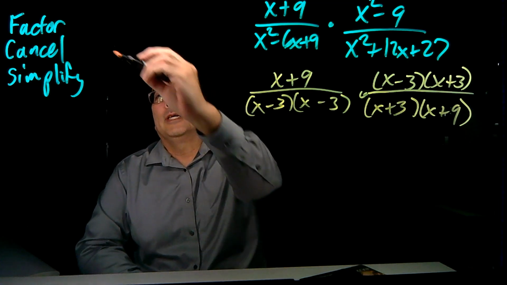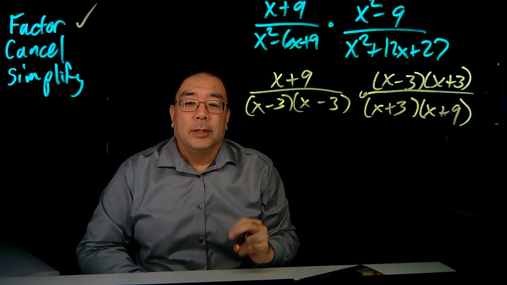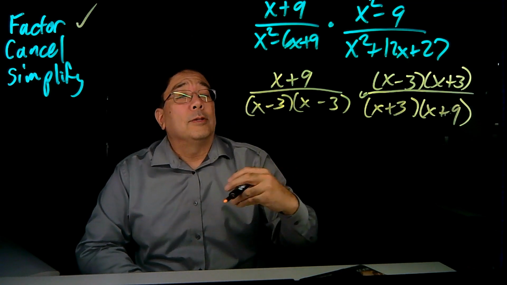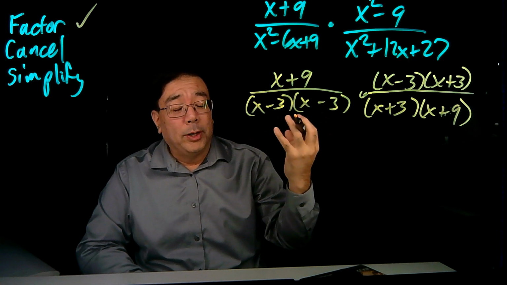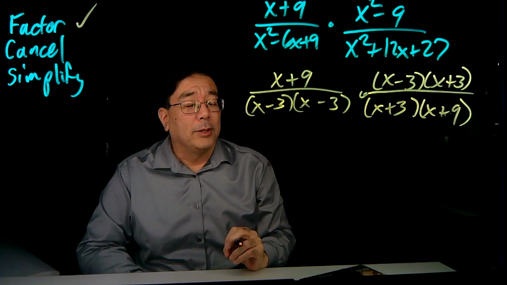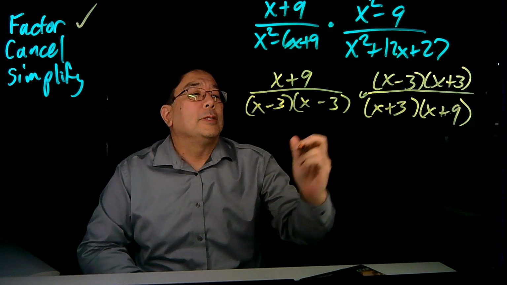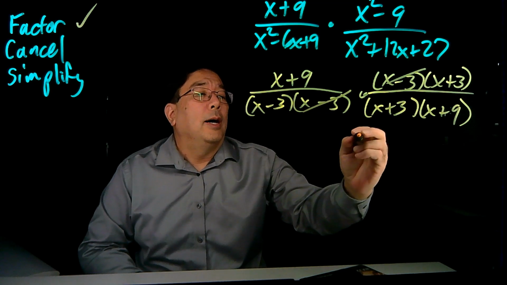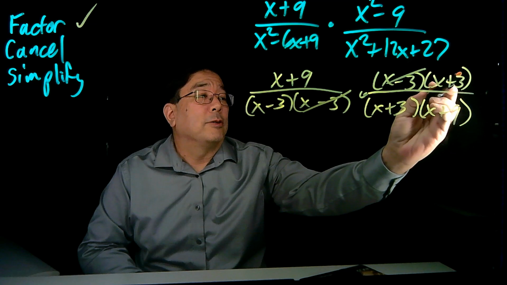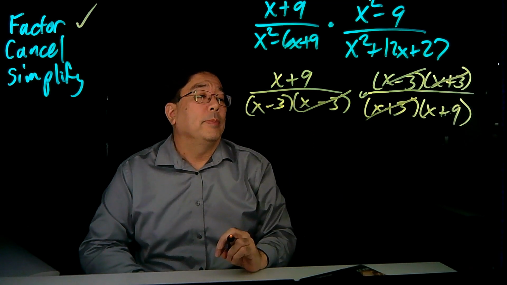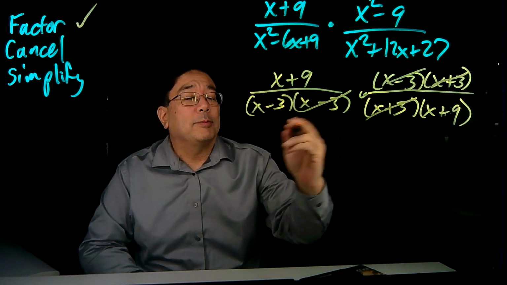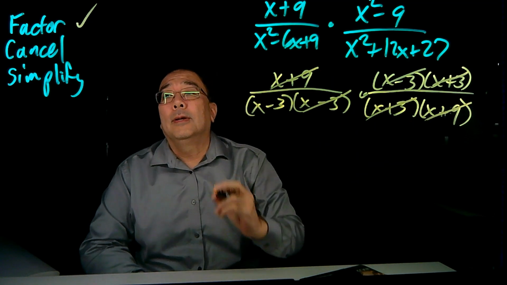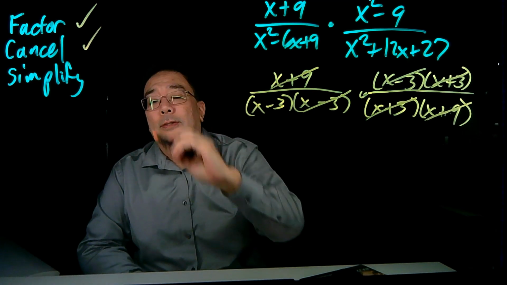So we did the first step. We factored. Now let's see what can cancel. In this case, we're seeing what appears in the numerator of one and the denominator of another are the same. So we see the (x - 3)'s, those would cancel. An (x + 3) would cancel from here and from that one. And then we also have the (x + 9)'s would cancel. So we canceled, so we did that step.